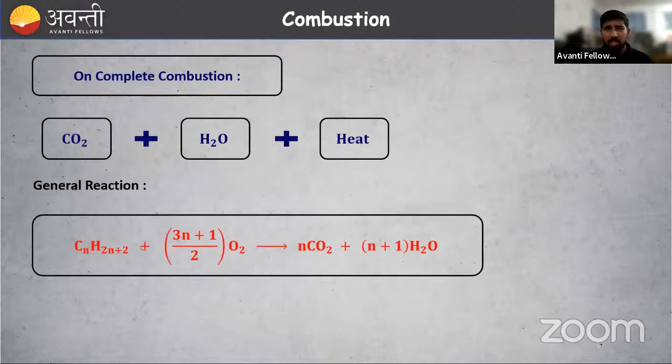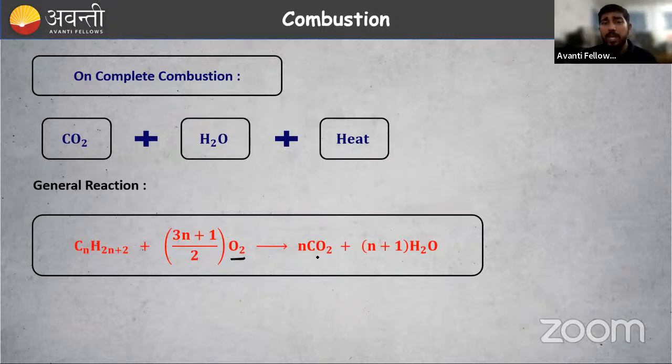So the general reaction is, we have an alkane. What is the general formula? CnH2n plus 2. That is the alkane present here. Then plus (3n plus 1)/2 oxygen. Sir, what is this? There is a trick, okay, how to balance the combustion reaction easily. So CnH2n plus 2 is our alkane, then this is our oxygen.